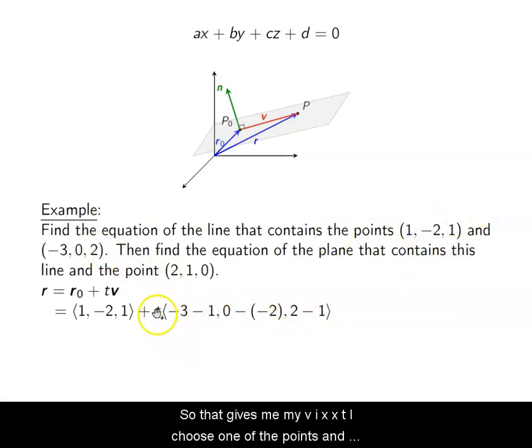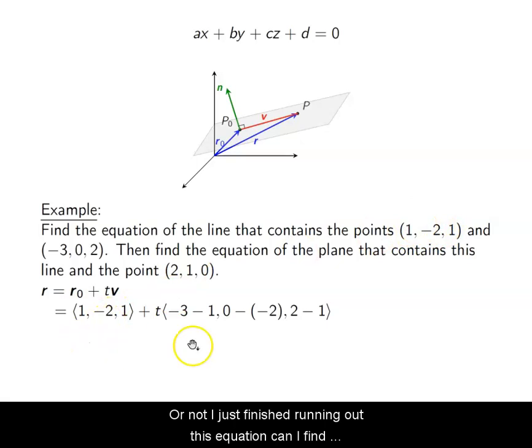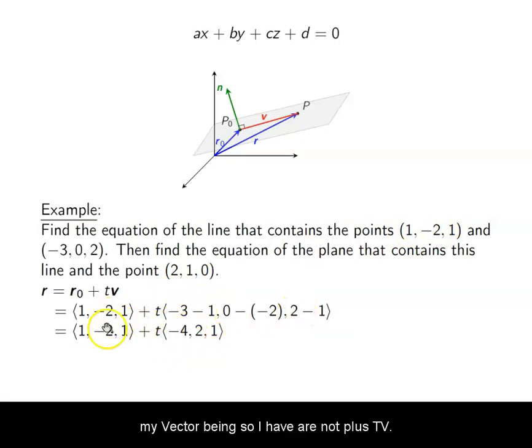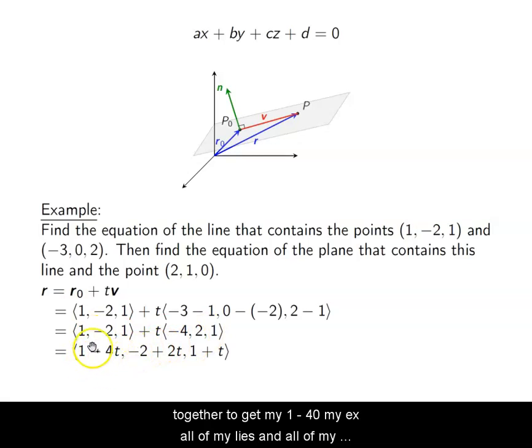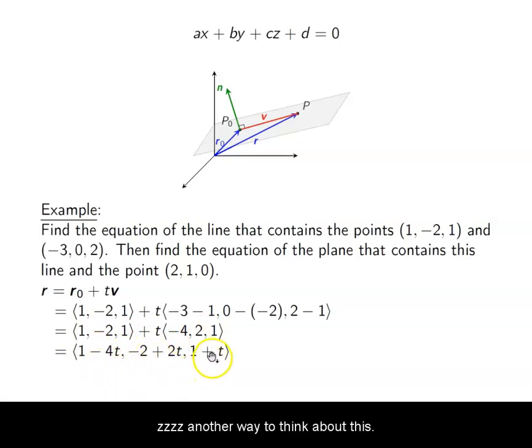I multiply it times T. I choose one of the points. It really doesn't matter which one I choose to be my initial point. So I chose this one as the initial point. So this is my R naught. I just finished writing out this equation. Okay, I find my vector V. So I have R naught plus TV. And then I can multiply these things and combine them together to get my 1 minus 4t, my X, all of my Y's, and all of my Z's.